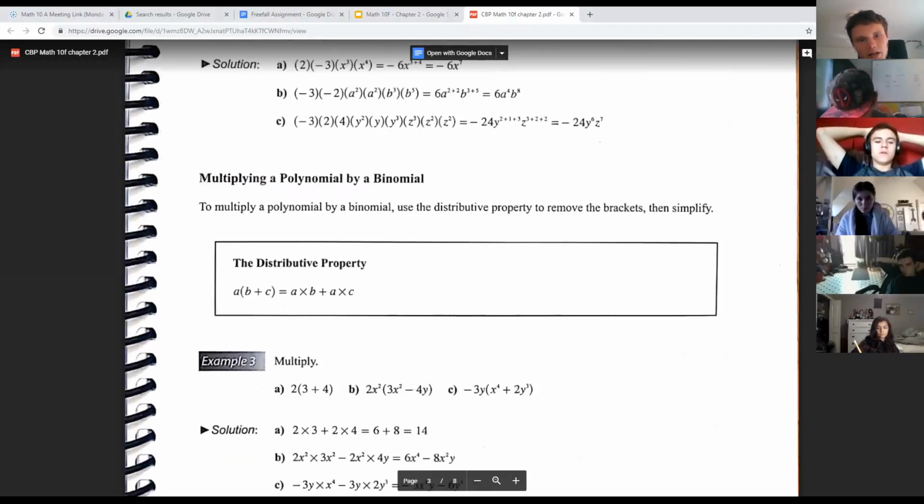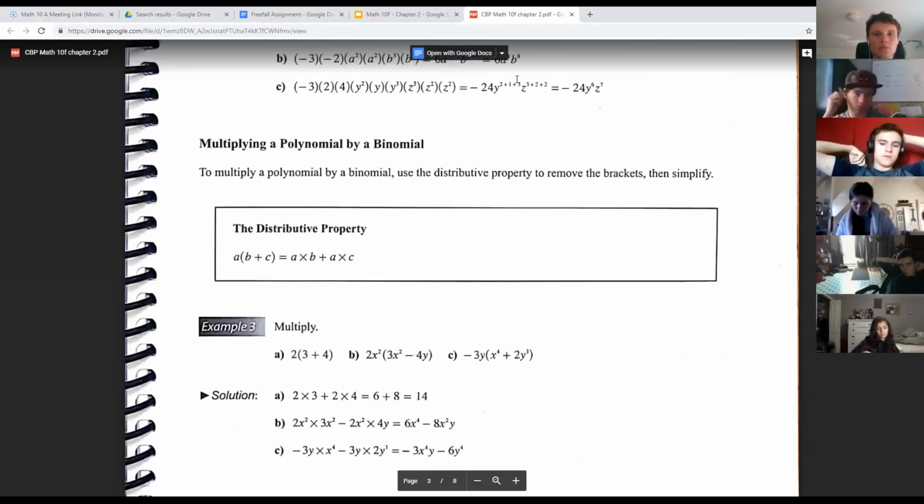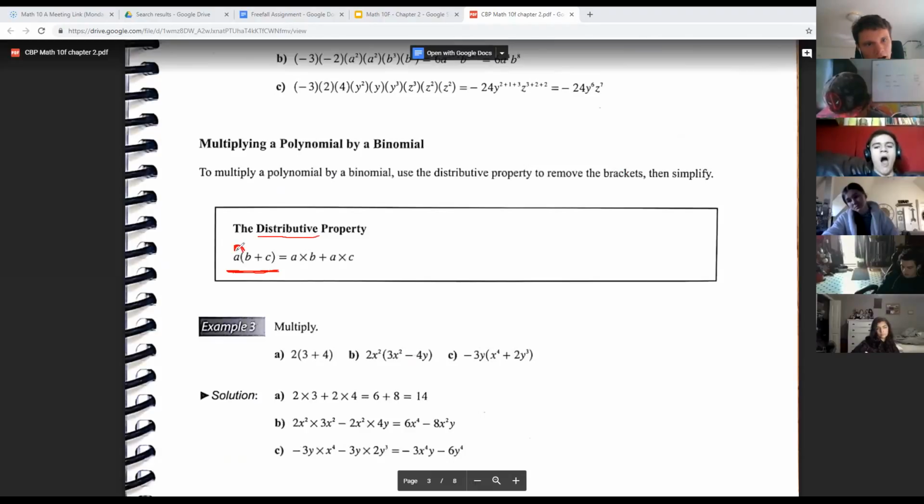Now, next up, a polynomial by a binomial. This is more complex. This is stuff that we have done before, I believe, but we use something called the distributive property. So if we have something that resembles this, all we're representing is that we've got 3 terms, one of them is outside the brackets and 2 of them are inside the brackets. We think about how the distributive property works, we take that A and we distribute it to every bit inside the brackets, right? So for example, if we have 20 times x plus y, right?